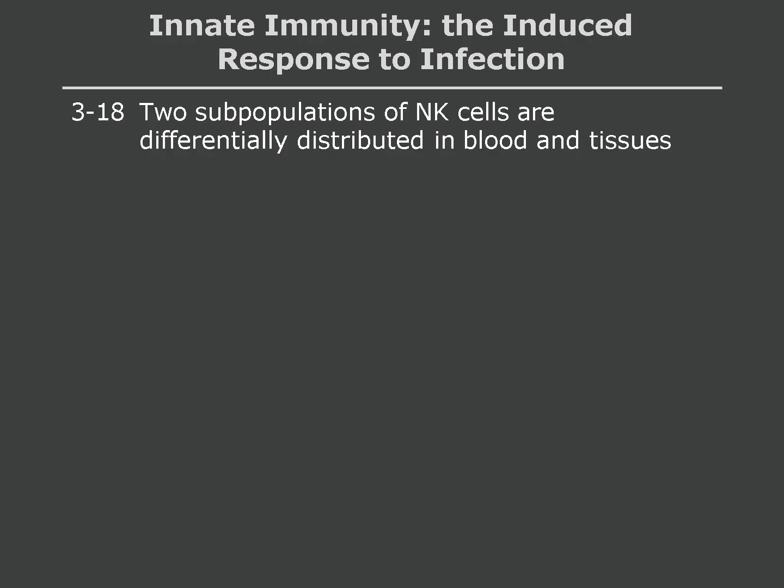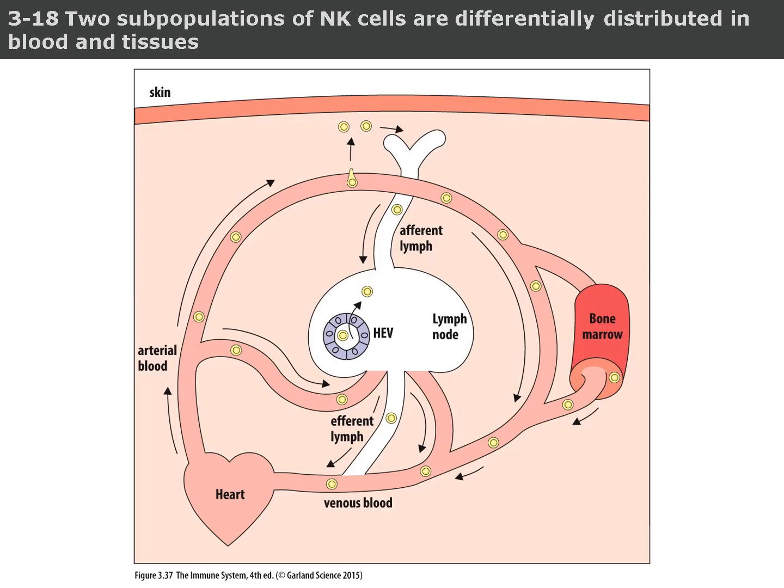Two subpopulations of NK cells are differentially distributed in blood and tissues. This figure demonstrates the circulation and tissue distribution of two distinct subpopulations of natural killer cells, which are critical players in the innate immune system.